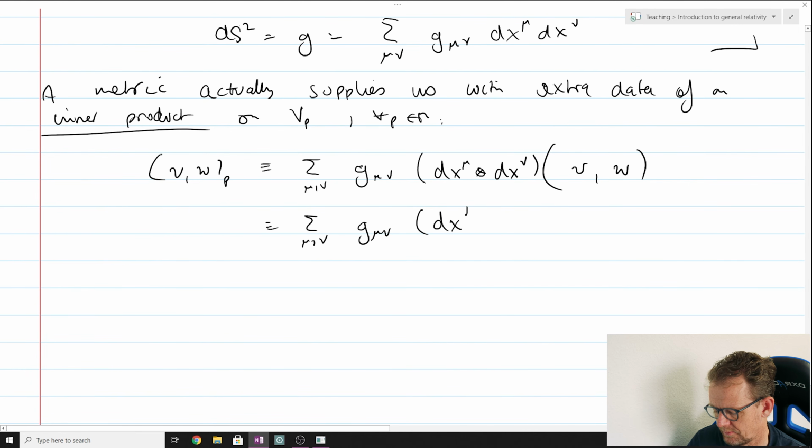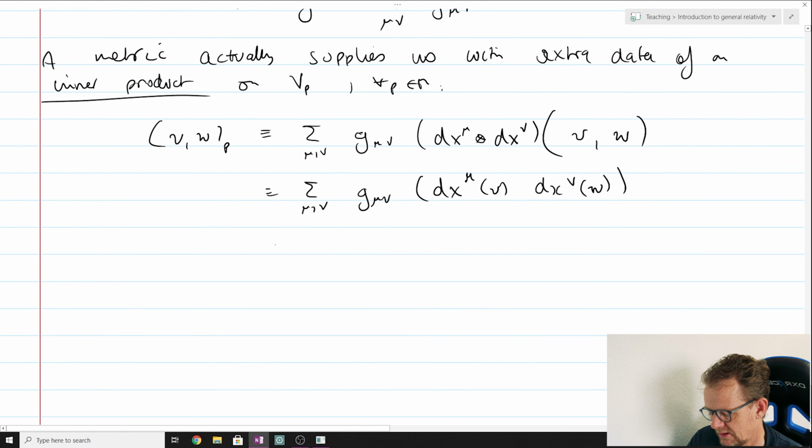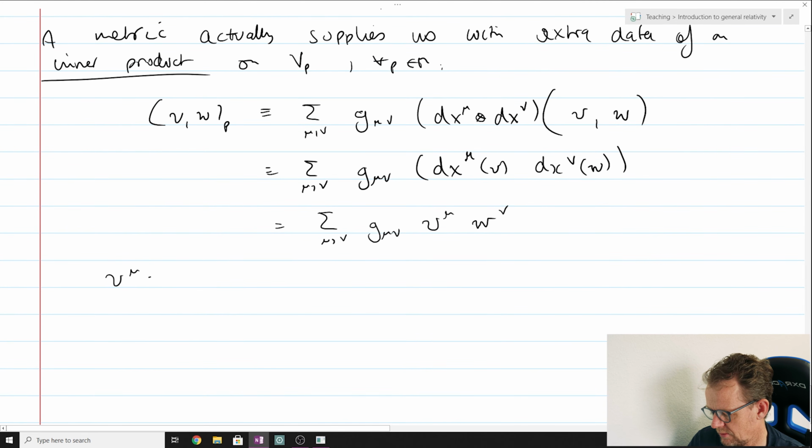So dx mu can eat the v, dx nu eats the w. It doesn't matter if the v and the w's are in the opposite order because g is symmetric. So this is unambiguous. And we get the following expression for the inner product of v and w, where v is the sum of v mu d/dx mu at p in terms of the coordinate basis, right? Similarly for w.